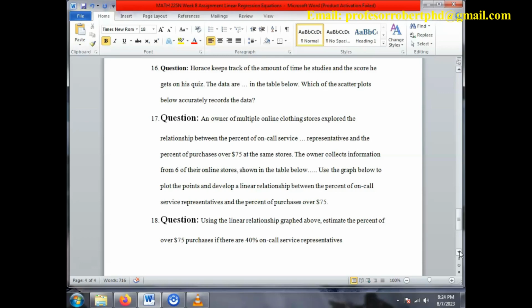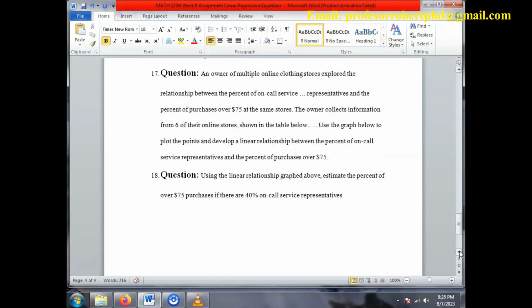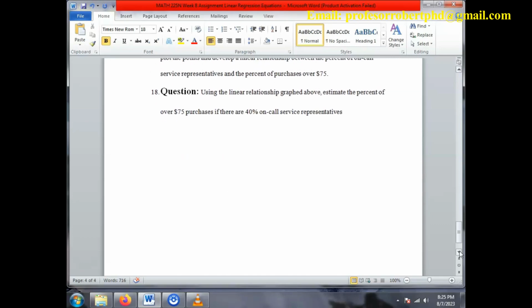Question 17. An owner of multiple online clothing stores explored the relationship between the percent of on-call service representatives and the percent of purchases over $75 at the same stores. The owner collects information from 6 of their online stores, shown in the table below. Use the graph below to plot the points and develop a linear relationship between the percent of on-call service representatives and the percent of purchases over $75. Question 18. Using the linear relationship graphed above, estimate the percent of purchases over $75 if there are 40% on-call service representatives.